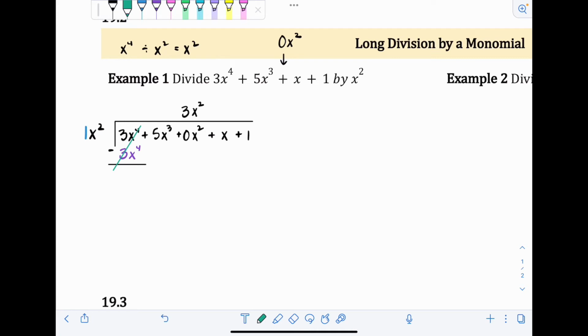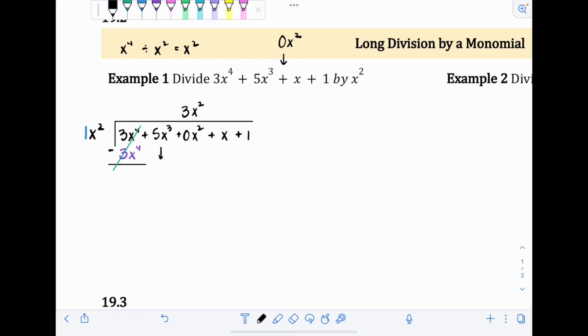So it cancels out, and then we move on to the next term. You don't necessarily have to do this if you're just dividing by a monomial like x squared, but this is what the process is going to look like as the problems get a little bit harder. So I want to keep it looking almost exactly the same every single time. We've subtracted 3x to the fourth minus 3x to the fourth, that's 0.